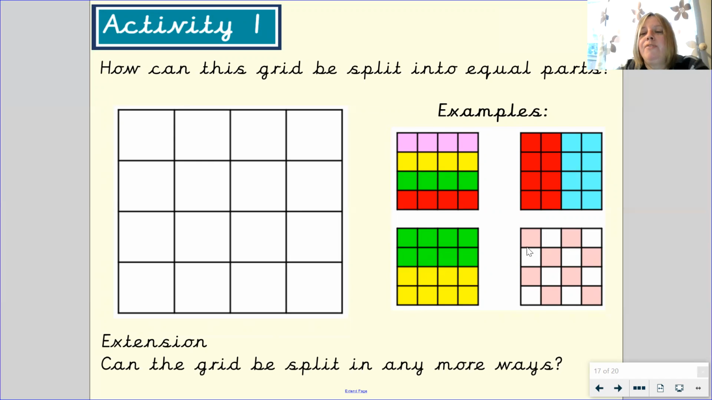And finally, let's have a look at this one. Let's count the pink squares first. 1, 2, 3, 4, 5, 6, 7, 8. So I've got 8 pink squares. How many white squares? 1, 2, 3, 4, 5, 6, 7, 8. So I've got 2 equal groups of 8. How many different ways can you split the grid into equal parts?